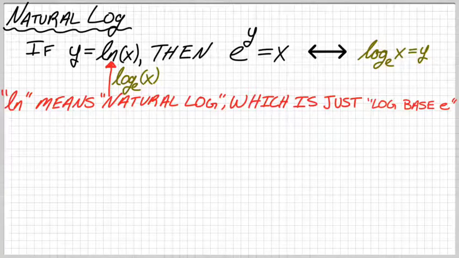And remember back from last chapter, e is just a number, right? It's approximately 2.71. So that's the only thing different. It has its own special name, the natural log, ln.